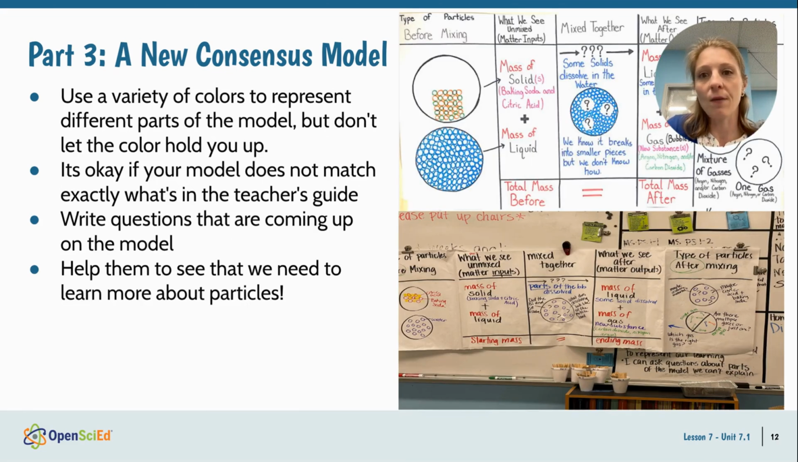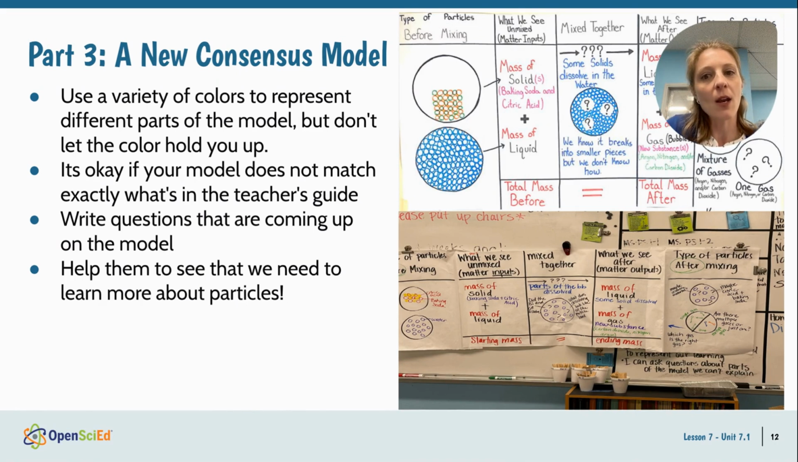I recommend using a variety of colors to represent the different parts of the model, but don't let the colors hold you up. Remember, it's okay if your model does not match exactly what's in the teacher's guide. What's pictured here is what's in the teacher's guide, and then below it is what my students make. Notice they don't look exactly alike, and that is okay.